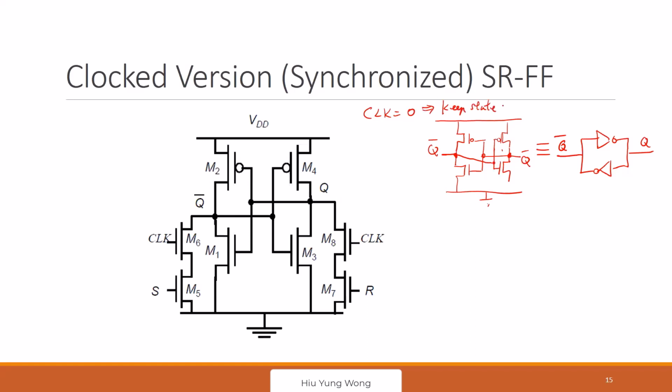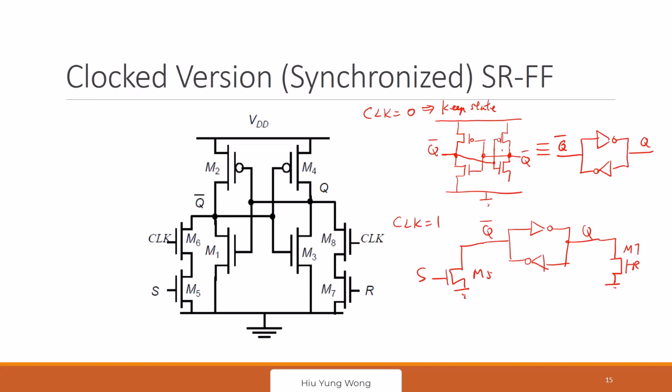Okay, and only when clock equals 1, then the whole thing becomes something like this. This time I'm not going to draw the coupled inverter in detail. I just draw this symbol. Right, this is Q, this is not Q. Because the clock is on, this one brings me to the set M5, and this one brings me to the reset M7. Do you see that? Is that okay? Because the M8 and M6 are on, so they are just wired, right? So I go to here.